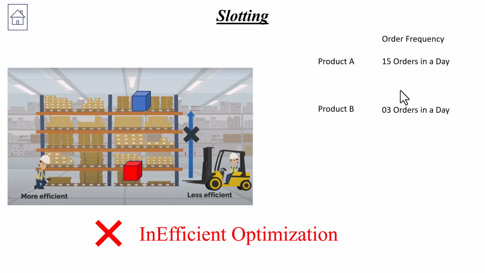Now as you can see, for more products, for this blue one, we are getting more orders. But unfortunately, due to the lack of knowledge among the warehouse people, they have placed it somewhere here. So every time it's very difficult for them to pick those products. They are putting in all their efforts unnecessarily by placing the products in the wrong place. So it's an inefficient optimization.